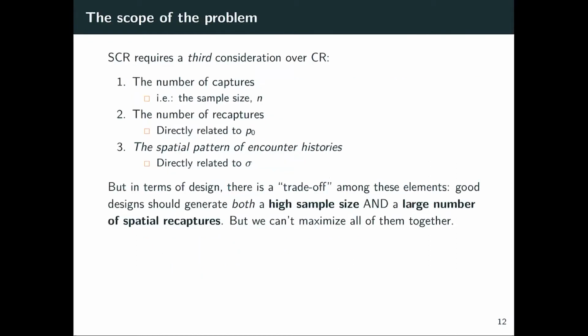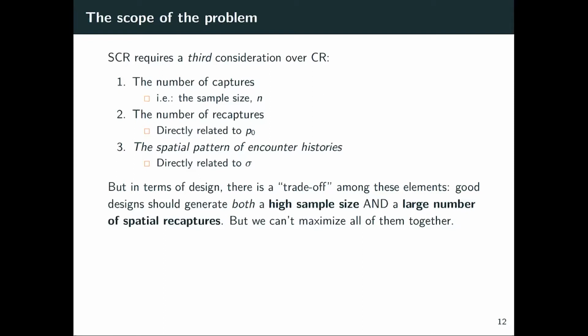Compared to capture-recapture, SCR requires a third consideration. So again, for capture-recapture, it's captures and recaptures. For SCR, those captures are the sample size n, and the recaptures, the number of individual recaptures, is directly related to p0, which is the baseline encounter probability. The third one, though, that's really a key point here, is the spatial pattern of encounter histories, and that's directly related to space use sigma. It's really helpful in estimating sigma, and from there, it improves your density estimates.